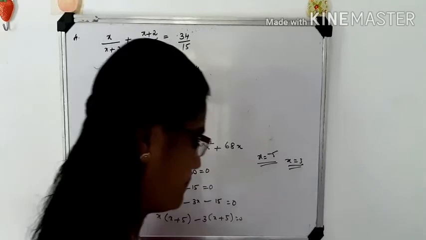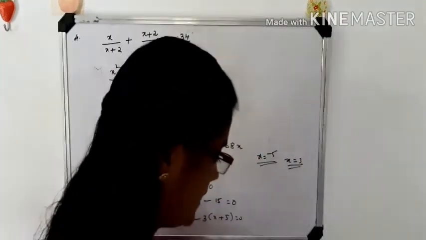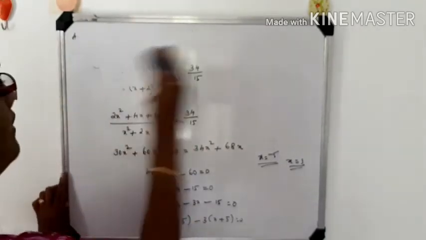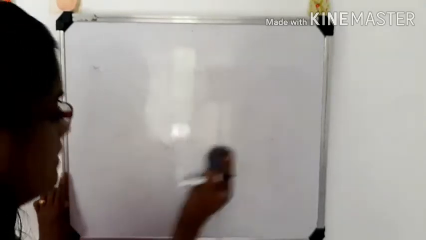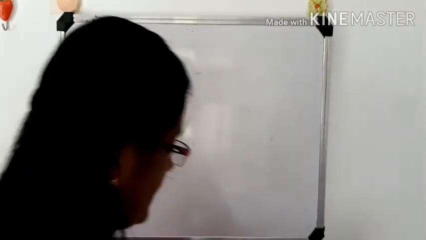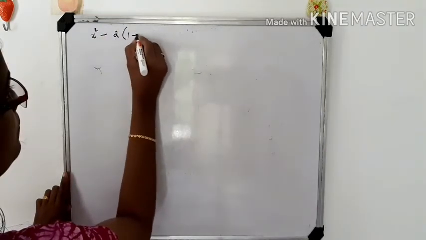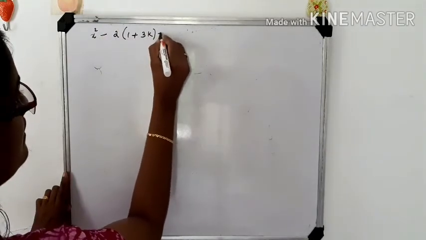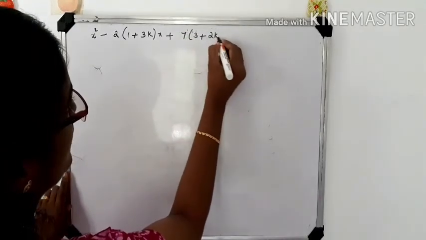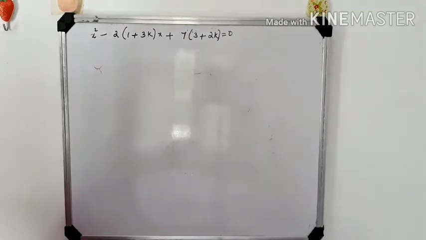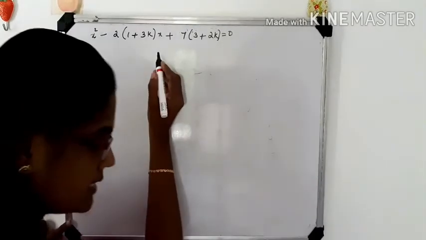Now the fifth one, the fifth question. Find the value of k if the roots of the given equation are equal. x square minus 2 into 1 plus 3k into x plus 7 into 3 plus 2k equals 0 has equal roots. Find the value of k if this equation possesses equal roots.